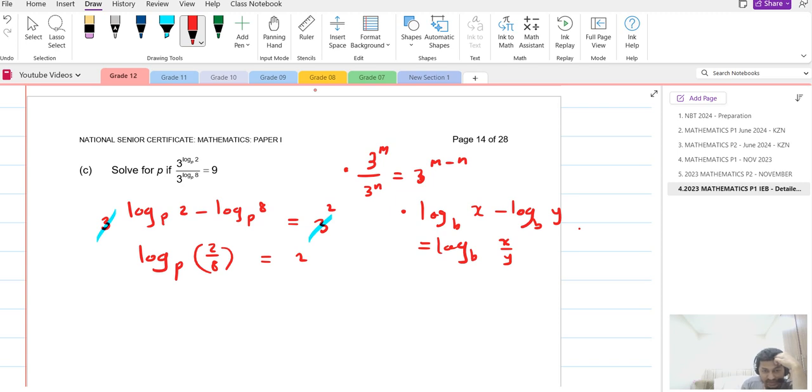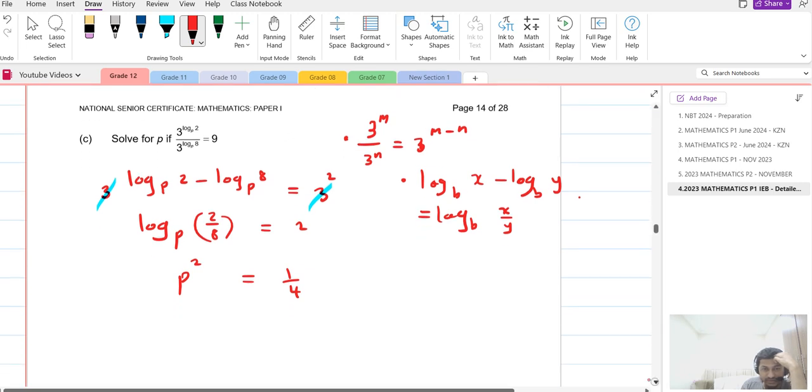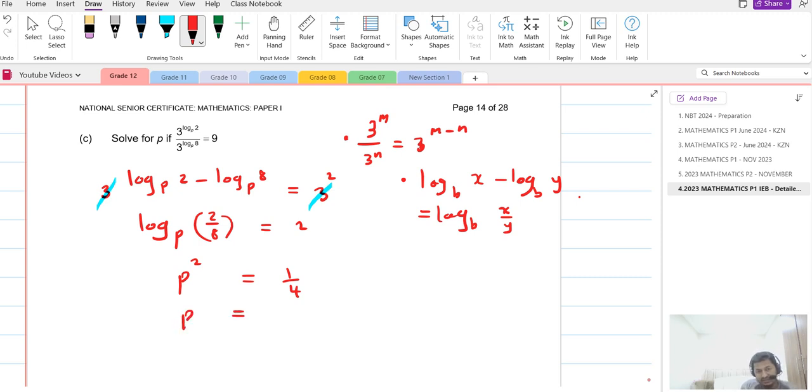So p squared is equal to a quarter, because 2 over 8 is a quarter. Alright, I hope you guys are understanding. If I rewrite this as log quarter base p is equal to 2, right? So remember, an exponential is a log. An exponential equation can be written as a log. So p is equal to plus minus half, taking the square root on both sides.